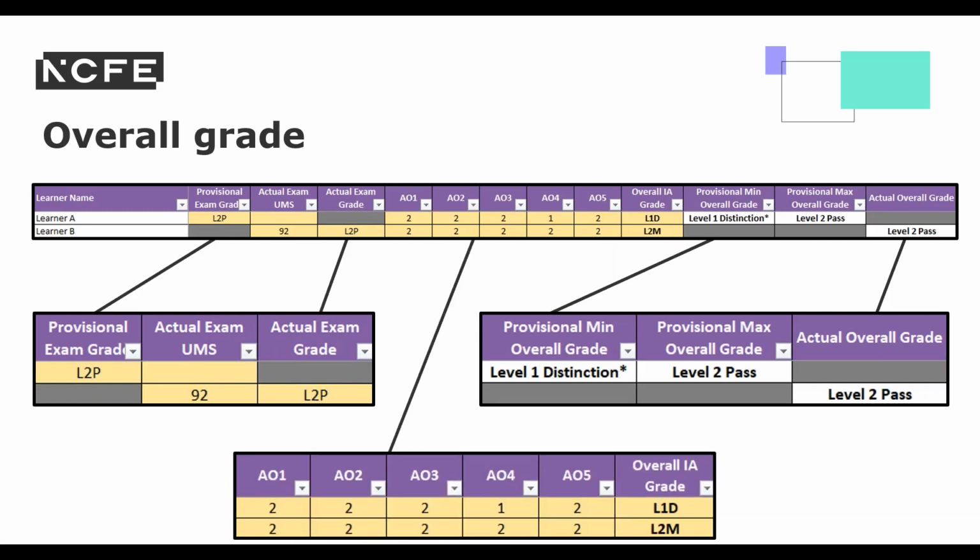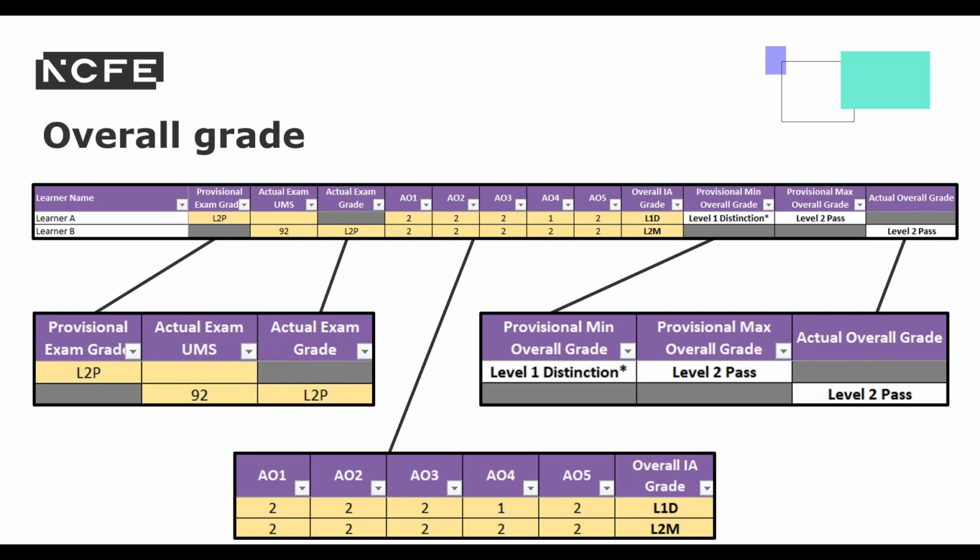You can also place the band achieved against each assessment objective for the Synoptic project. This will then calculate the estimated grade that they're expected to achieve for the internal assessment, which is the Synoptic project. So using the example on this slide, you can see that with learner A, the bands they achieved were a 2, 2, 2, 1 and a 2, giving them an overall grade of a Level 1 distinction.